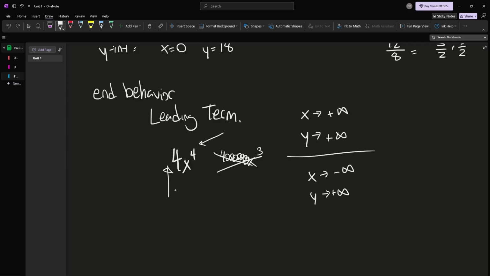And this is true because of even degrees, not coefficients, even degrees: to the fourth power, to the second power, to the sixth power, to the 12th power, the end behavior should be the same. They should both point in the same direction, either both positive or both negative. This one we have both positive.